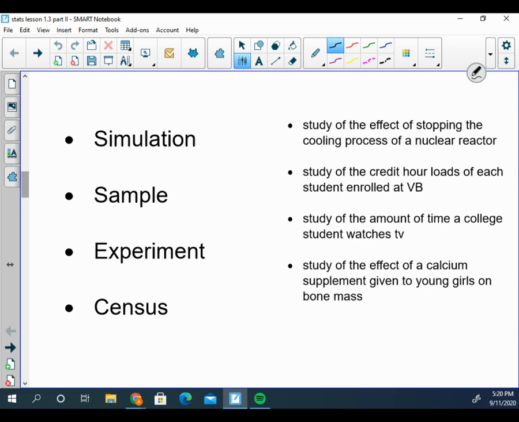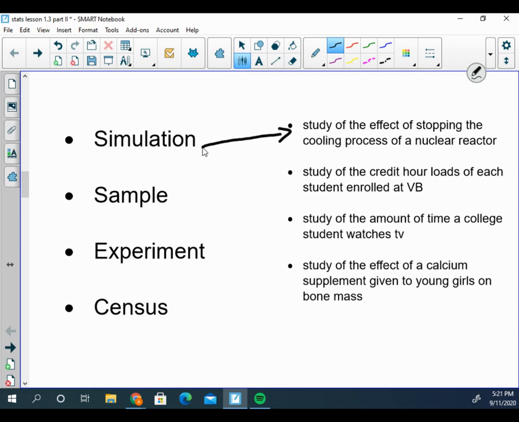Okay, now that you've paused it, what I want you to do is check your answers with mine. So we're studying the effect of stopping the cooling process of a nuclear reactor. Please tell me that you went with simulation here. If you run an experiment and it goes wrong, we've got radioactive material everywhere. Simulation, nuclear reactor, right? Dangerous situation. Let's run a math simulation of it before we ever get into experimenting with it.